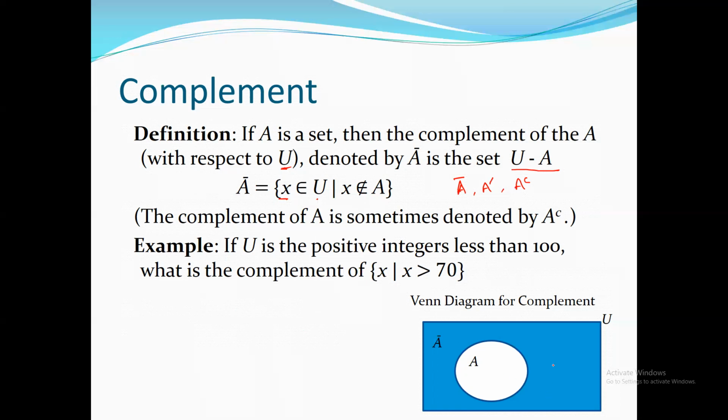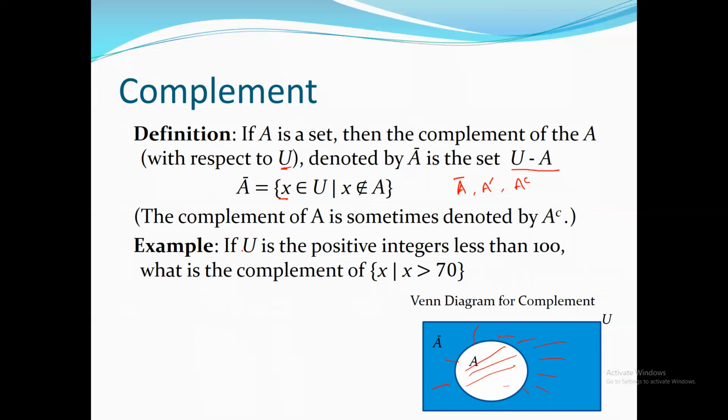If you look at this Venn diagram, this is the universal set U shaded in blue, and the white region is set A. So what is A complement? A complement is all the elements in U that are not a member of A. Outside this region A, all of this is A complement.